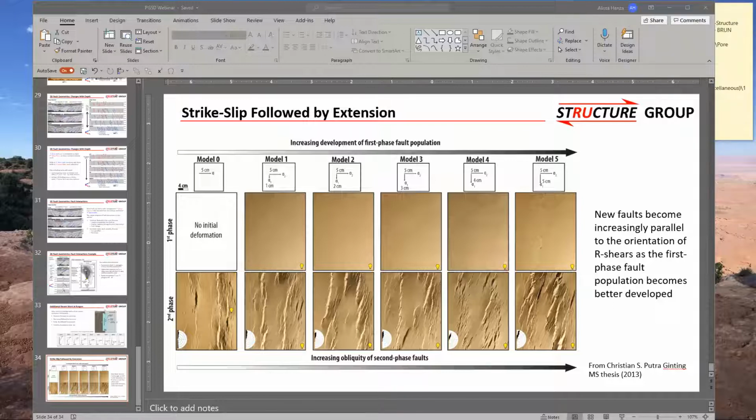Question from Alan Irving. Let's see, while he's looking up the 2017 paper, is there any quantitative measure of dissimilarity between the models after the first deformation phase?